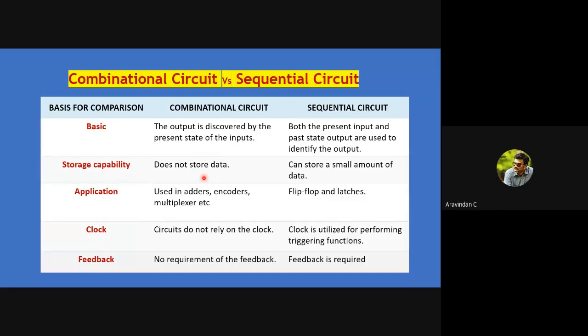In combinational, there is no storage of any bits, whereas in sequential, there is storage of a small amount of bits in the respective IC. In combinational, we have gone through various kinds of experiments like adder, subtractor, multiplication, division. Under sequential, we are going to see topics like flip-flops as well as latches and their applications. And in combinational, we didn't use a clock anywhere.